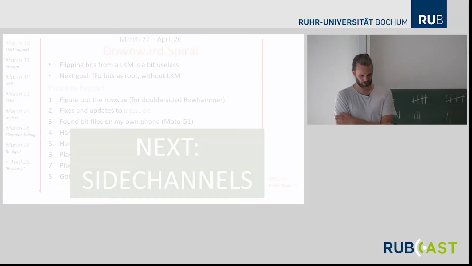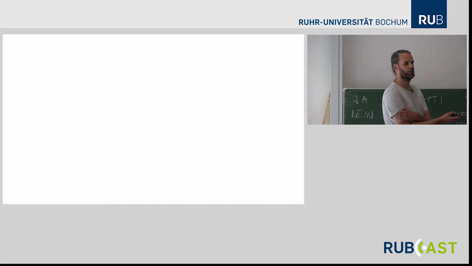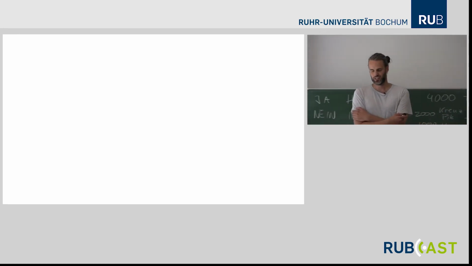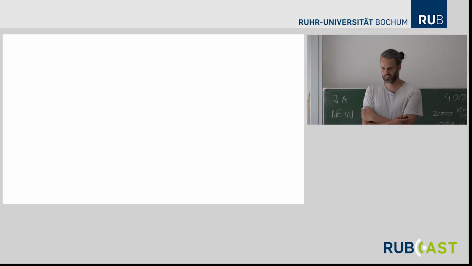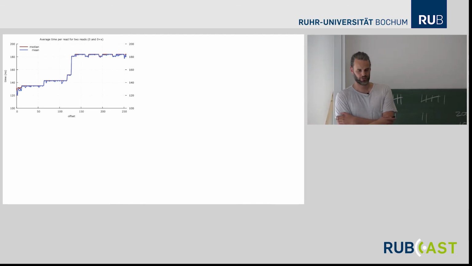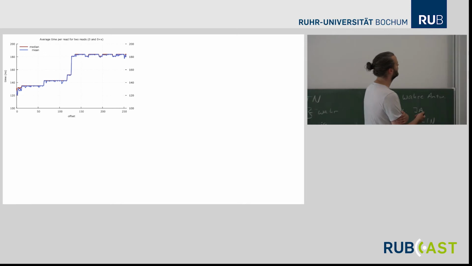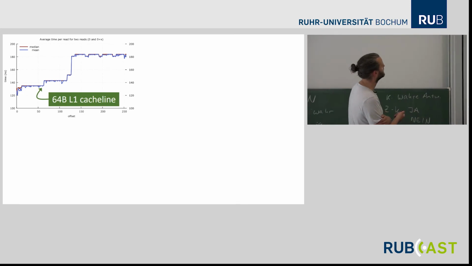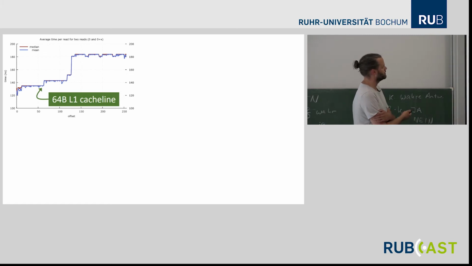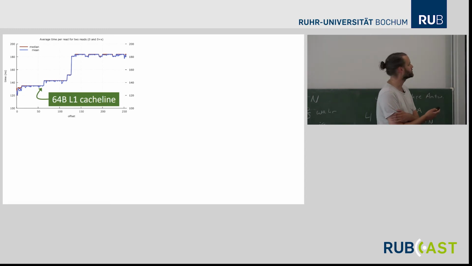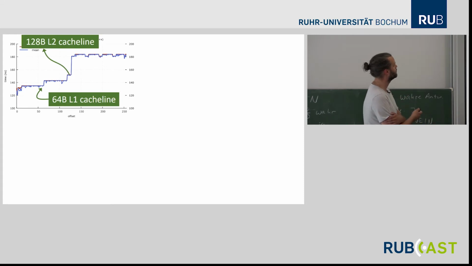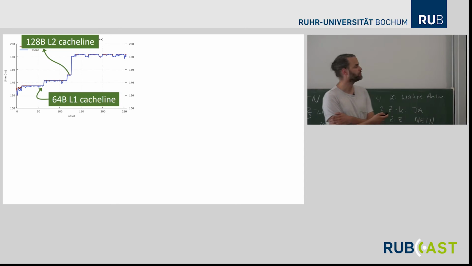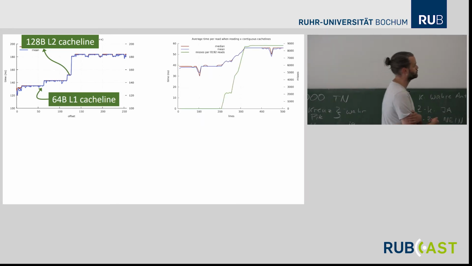So next is side channels. I wanted to understand really what was going on when reading from memory and how the caches work on ARM, and are they that different from what we see on Intel. So I wrote some code, completely useless, but it shows you the average time per read for two read operations on different addresses. And what this shows you is the cache line sizes. On the phone I was testing this, the level 1 cache would have cache lines of 64 bytes. The level 2 cache would have cache lines of 128 bytes, which is a little bit different from what we see on Intel. But yeah, I found that super cool.